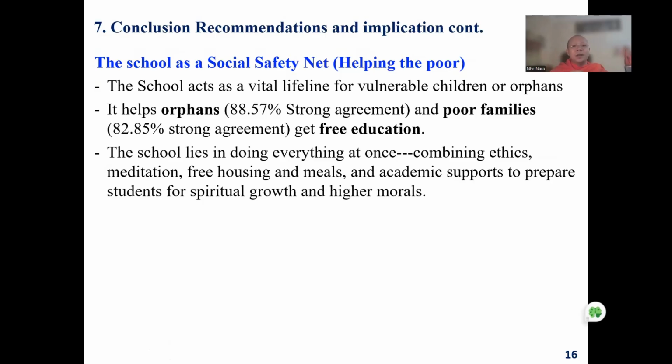Students come to study at the Buddhist primary school. They learn how to meditate and how to worship, and they learn both the subjects from the curriculum of the MOE and the traditional studies of Buddhist education, like ethics and Buddhist principles. Academic support prepares students for spiritual growth and higher morals.